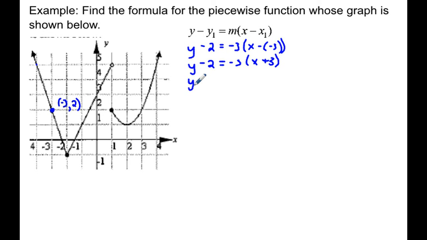So I'm going to have y is equal to -3x minus 9 plus 2, which when simplified is y equals -3x minus 7. I also find it useful to take a moment to figure out what domain this is in. So this is going to be from -infinity up to -2. And I can include -2 and not infinity.